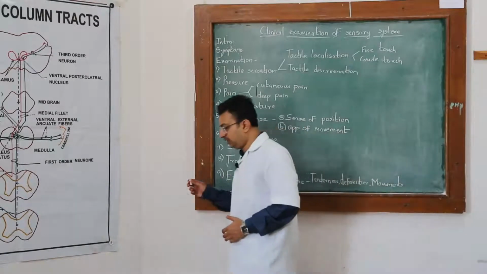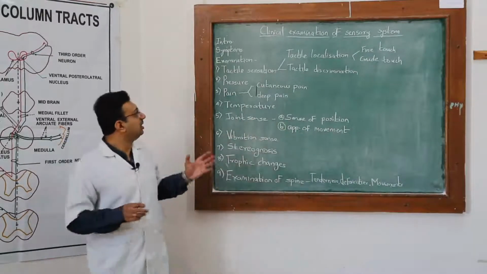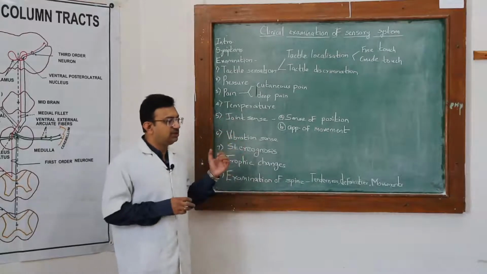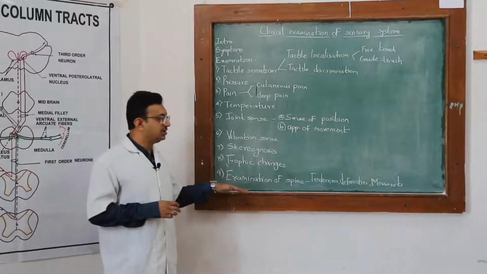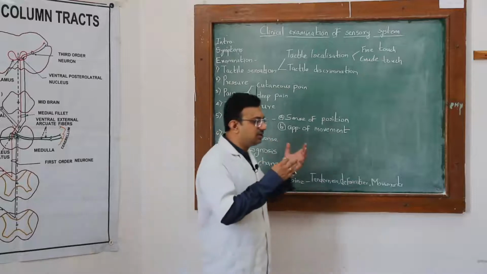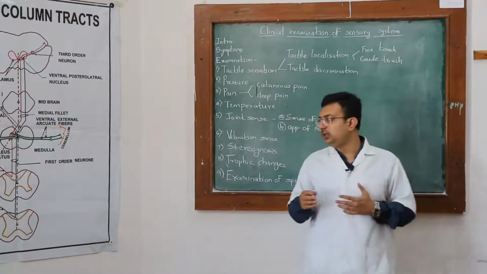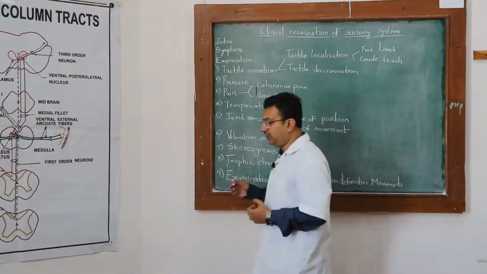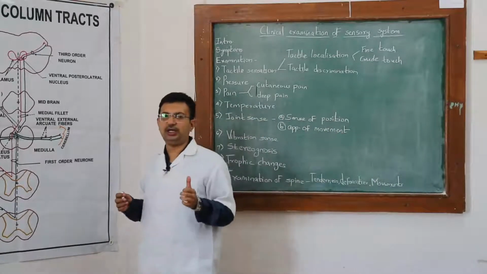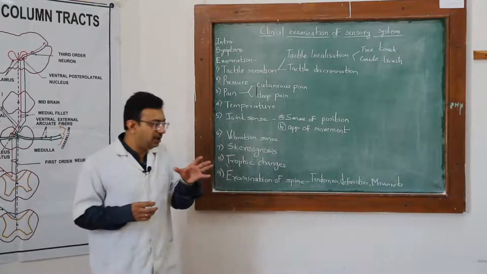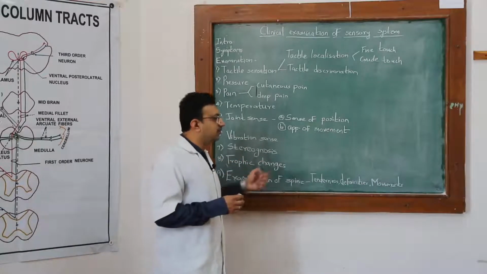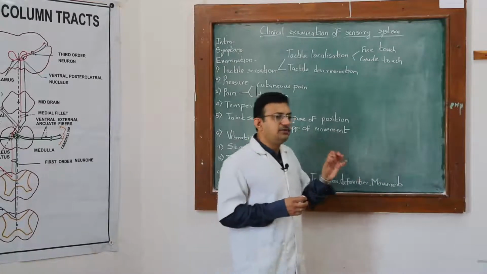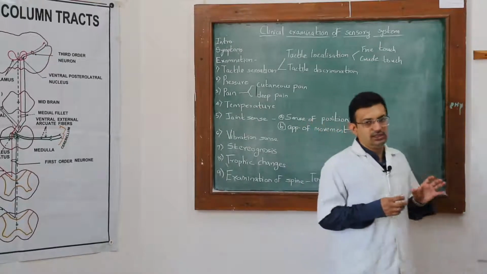Examination of spine. Clinical examination of the sensory system is never complete unless you examine the spine, because the spinal cord plays a major role. So you should look for tenderness. You will palpate and find the tender points.